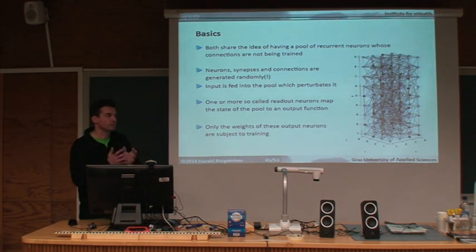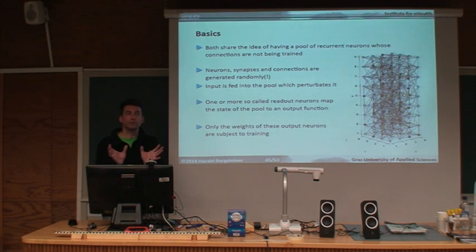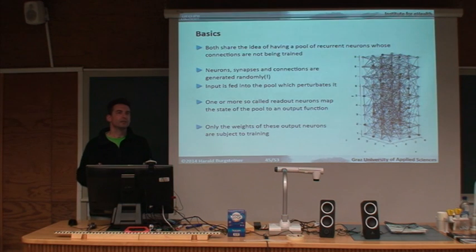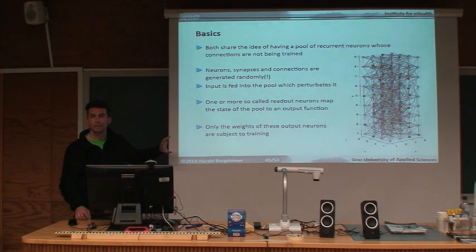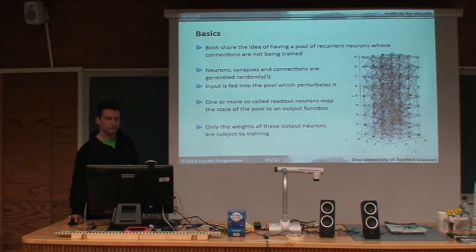neurons, so just simple linear neurons that you connect to some of the or all of the neurons from this pool and try to read out the state, try to get a feeling for the behavior of this pool, and just from the state of the pool try to make some classifications or things like that. So only the weights of these readout neurons are subject to training, while the other weights are simply randomly generated.